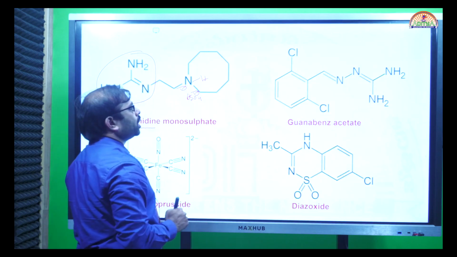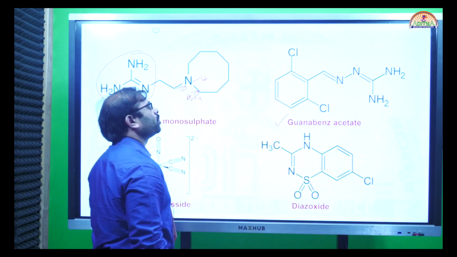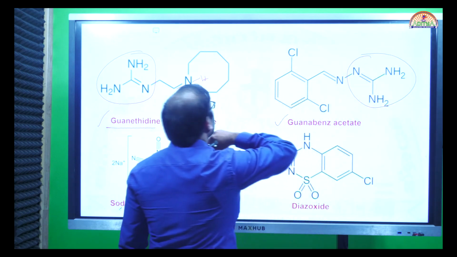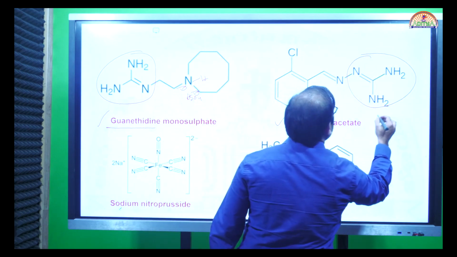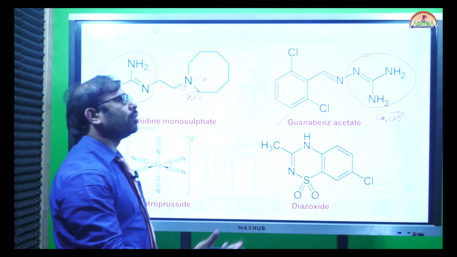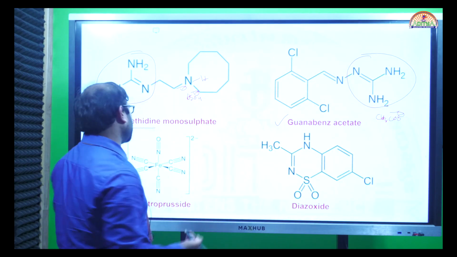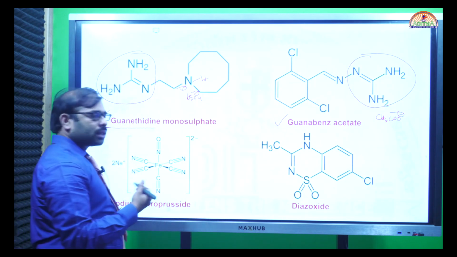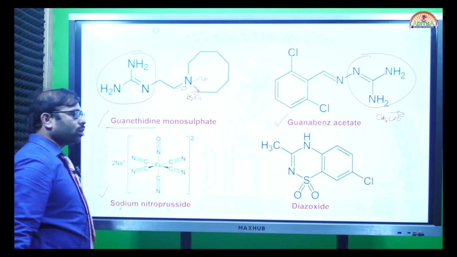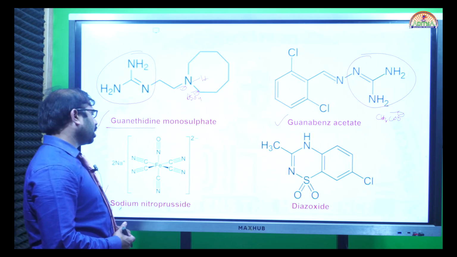Another one is guanabenz acetate. It also has a guanyl group, and this guanyl group exists in the form of an acetate salt, that is CH3COO minus. The amine forms a salt, and the salt is stabilized by the acetate. That is called guanabenz acetate. Another molecule given in this class of antihypertensives is sodium nitroprusside. It is an inorganic complex molecule.